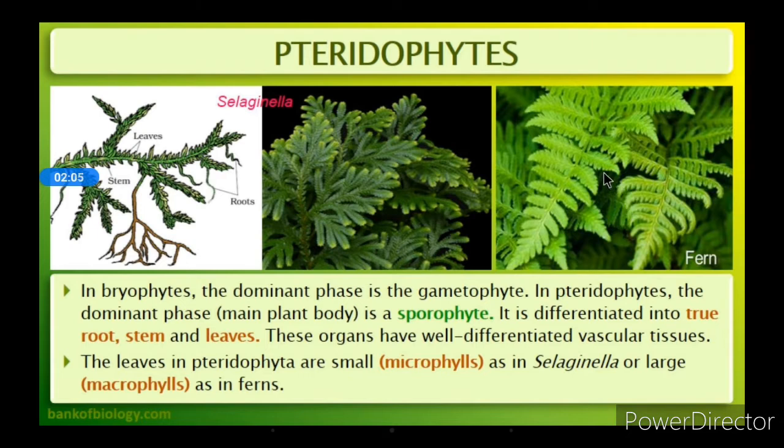The leaves in pteridophytes are small as well as large in size. You can see here it is small, so that is known as microphylls. The leaves in pteridophytes which are small are known as microphylls, for example Selaginella. And sometimes they are large, as you can see here in the case of ferns, and they are known as macrophylls. Micro and macro.